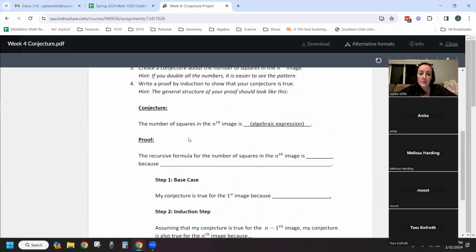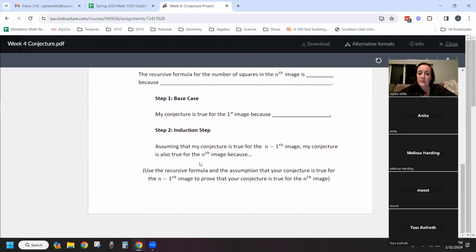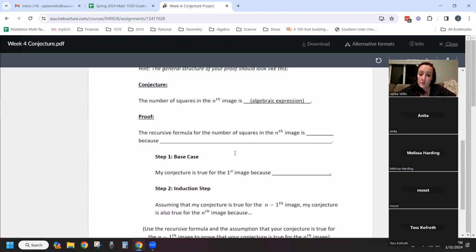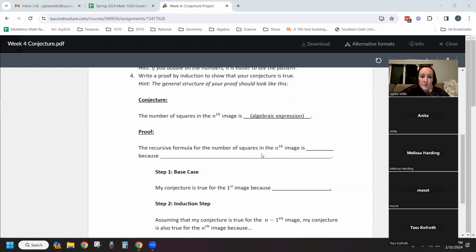Okay, so going back to the one that we're proving. We've got our conjecture, we've got the base case. So now we look at the induction step. The first part of the induction step is you need to assume that your statement is true for the n-1th image. So go ahead and type into the chat: if we assume that it's true for the n-1th image, what does f of n-1 equal, based on what our conjecture is?